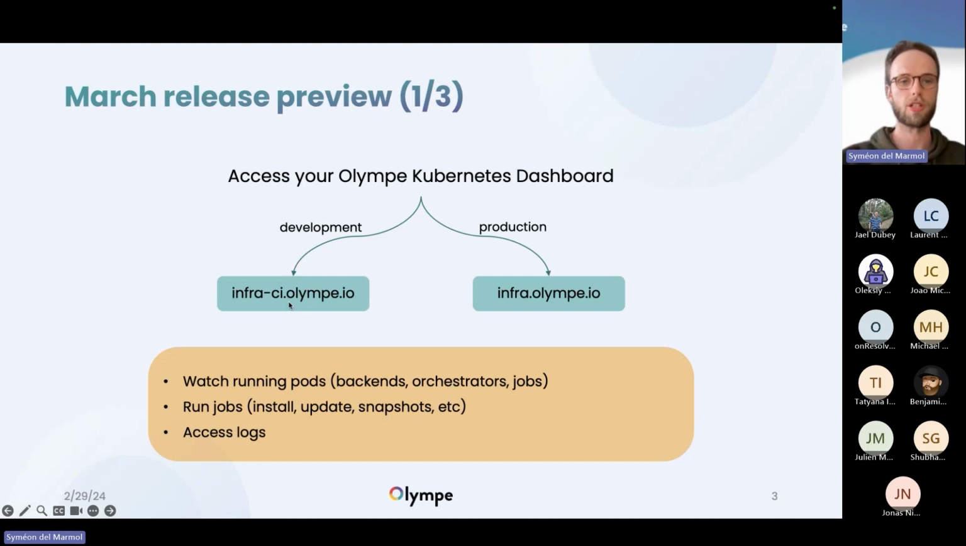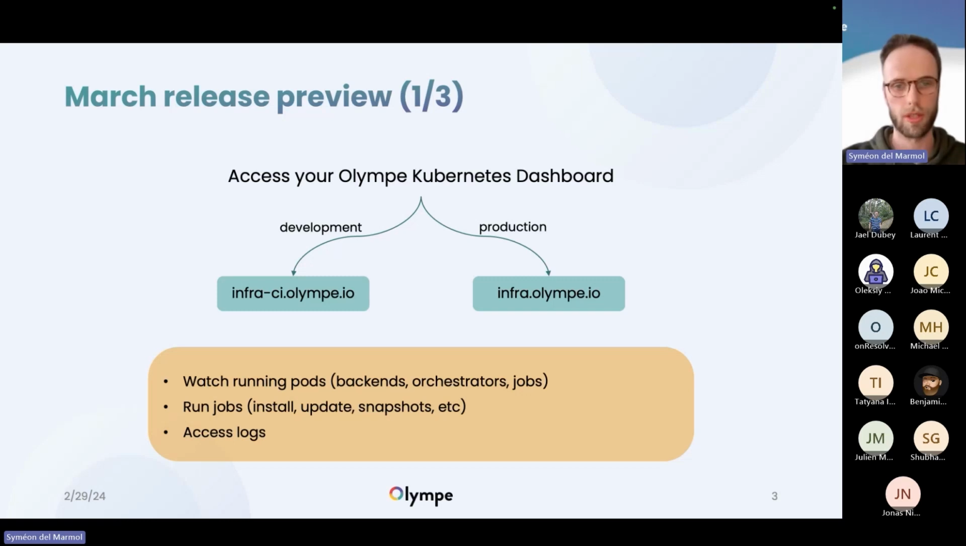From that dashboard, you will be able to watch everything running on your environment: backends, the orchestrators, all the jobs, and so on. You can also run jobs yourself, just trigger them. It can be a snapshot and an update, things you do day to day, but which in general you could only get by asking the internal team. Here it becomes available to you, as well as access to the logs of everything running on your environment.